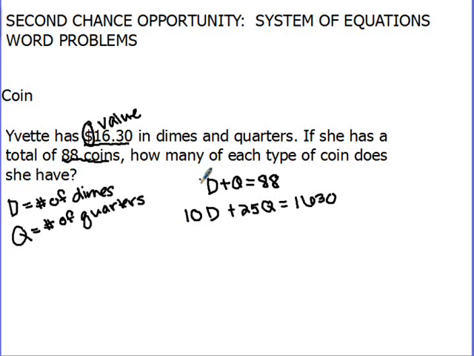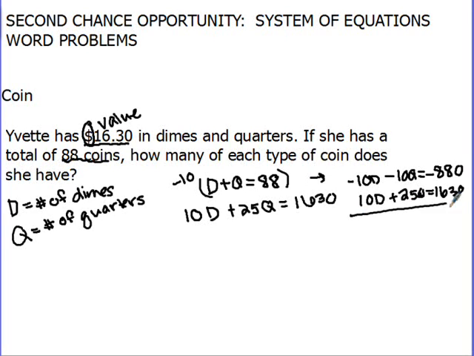Okay, now I'm ready to do elimination. I'm going to eliminate D. It's up to you. So I'm just going to eliminate the D by multiplying the top by negative 10. So this would become negative 10D minus 10Q equals negative 880. Let me make that 880 more clear for you. Okay. So now I could rewrite this equation underneath it. Exactly how it was. 10D plus 25Q equals 1,630.